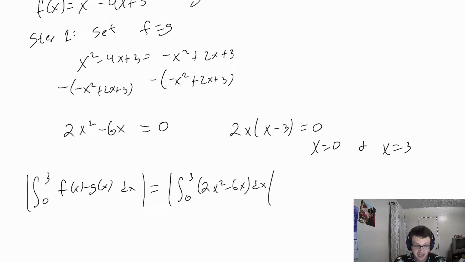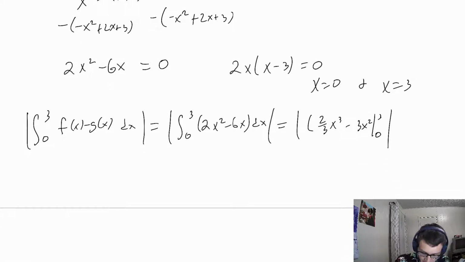And now we can take an antiderivative. We have the absolute value of 2/3 x cubed minus 3x squared, evaluated from 0 to 3 in an absolute value. Now, one thing to note here is this evaluation sign and the absolute value look really similar, right? They're both just vertical lines. So make sure to keep track of that in your head and don't get confused. One of these is an absolute value, one of these is an evaluation.